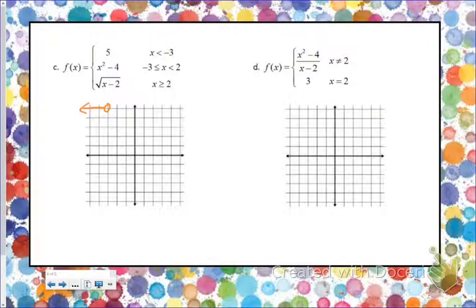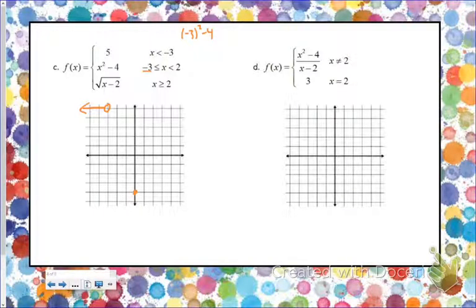Between -3 and 2, I'm graphing the parabola x squared minus 4. That has been shifted down 4. So the vertex is down 4. Right? To get the 2 endpoints of that parabola, I'm going to go ahead and plug in those values. So I'm going to go ahead and plug in -3. If I do -3 squared minus 4, I get 5. So -3, 5 is going to be a point on my graph. It's going to be a closed circle.